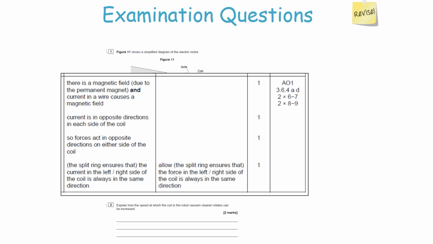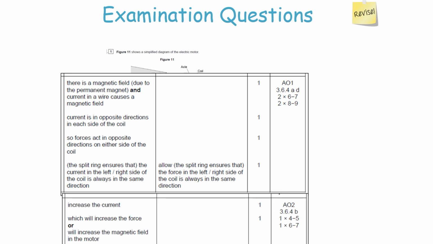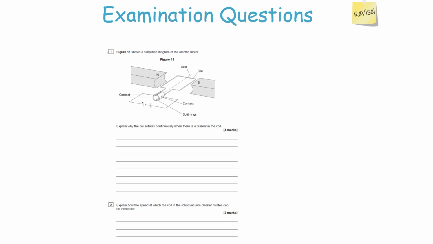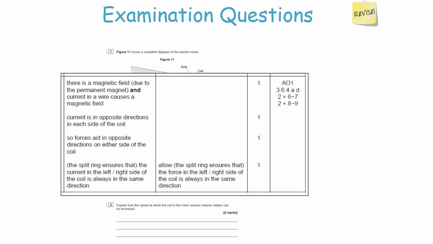Now, how can you cause the coil to rotate faster? So again, if you remember that F is equal to BIL because it's still the motor effect, well, how can we increase the size of F? So you can increase I, which will be increasing the current, or you can increase the magnetic field strength, B, of the motor. Now again, you can't really change L, which is the length of the coil, because the coil is fixed in place already.